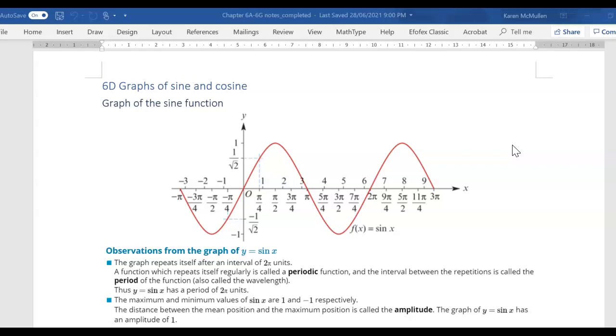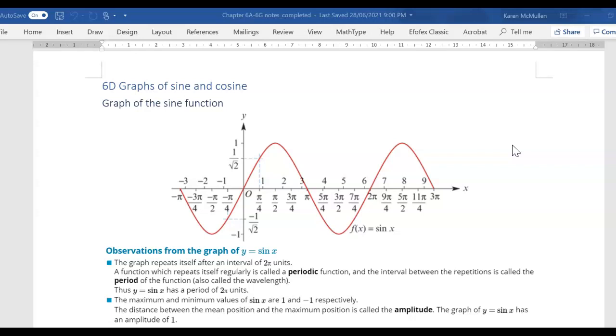Hi everyone, in this video we're going to go through 6D, graphs of sine and cosine. You're probably introduced to sine and cosine graphs in year 11. The basics that you need to know, if we're just looking at a sine graph, we went through this in an earlier video when we talked about the unit circle.